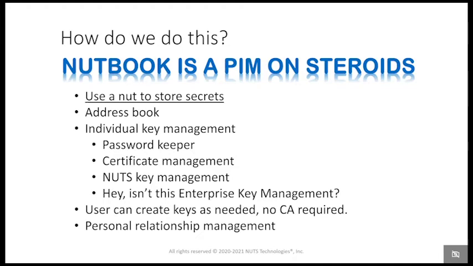So how do we do this? Well, we use NUTs to store secrets. Let's say we create an address book in NUTs, so one address per NUT. If I have a fairly large address book, let's say 200 NUTs, so what? Not only can I put addresses in there, but I could put passwords, certificates, and other NUT keys that I need to open other NUTs.